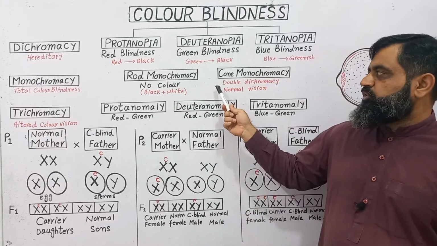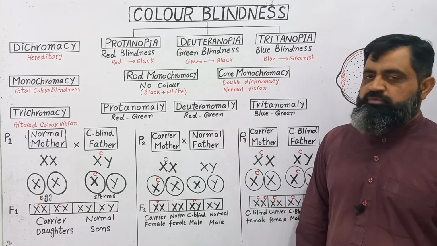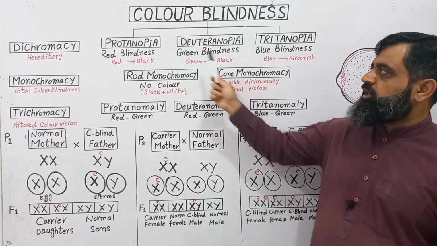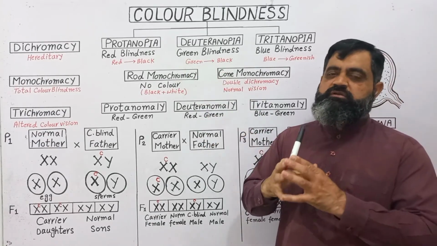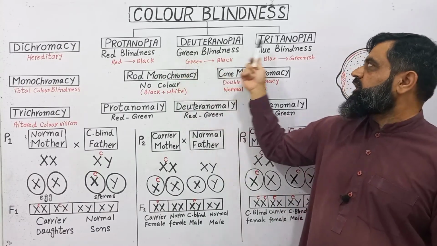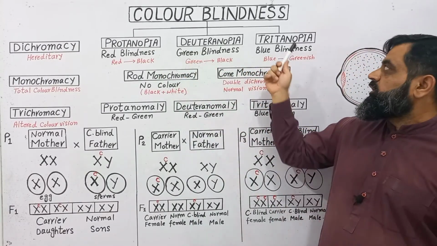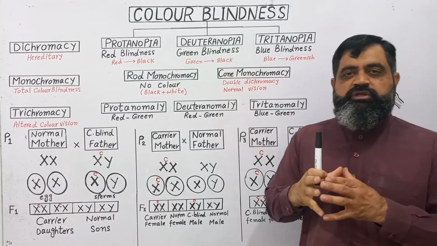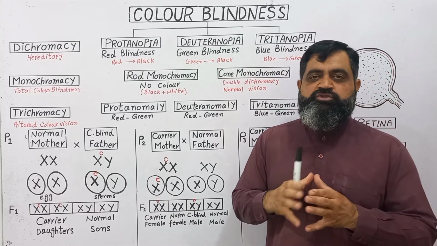The second type of monochromacy is cone monochromacy. In this condition, two dichromacies join together, like protanopia and deuteranopia join together. Protanopia and tritanopia can join together. Tritanopia and deuteranopia can join together. So in this way, there are double dichromacies.